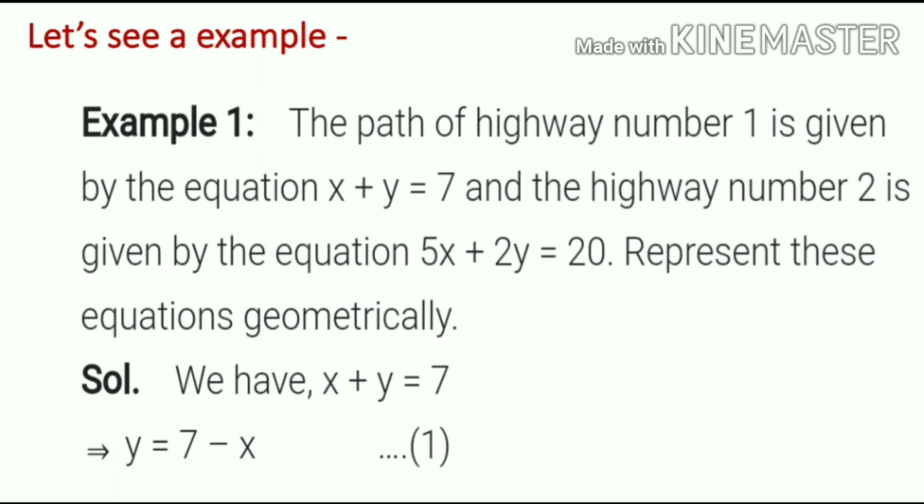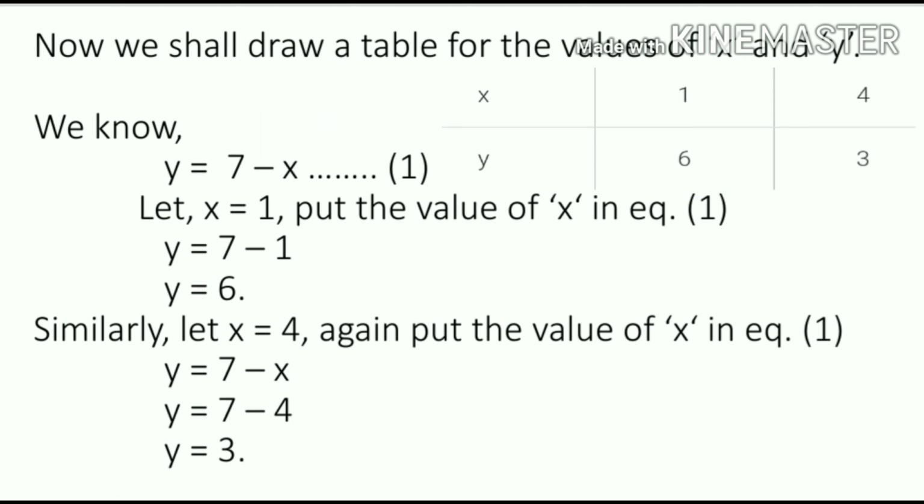One thing I have already told you in class 9th, we need to transpose the variables. The x variable we have transposed to the right side, so we get y is equal to 7 minus x. Now we will find the values of x and y. We can let any one variable have a value and we will find the value of the second variable. So we let here x is equal to 1.